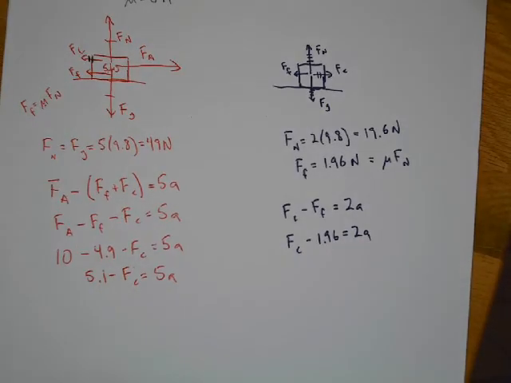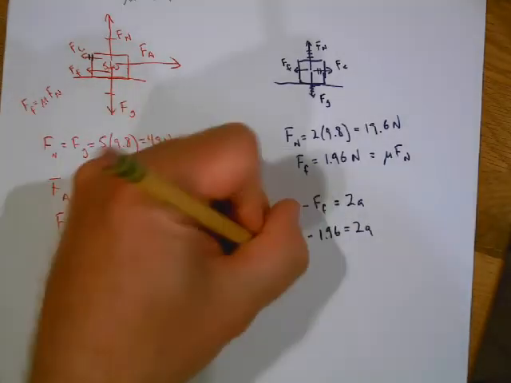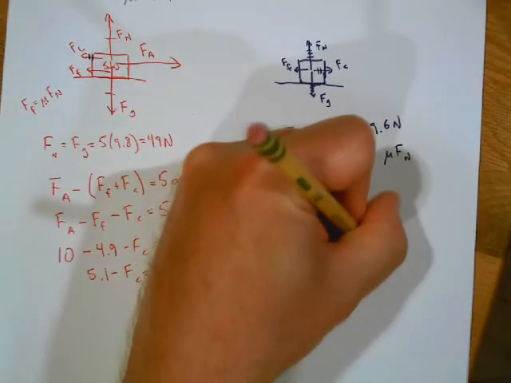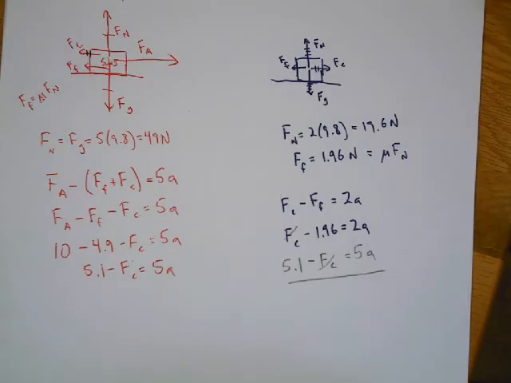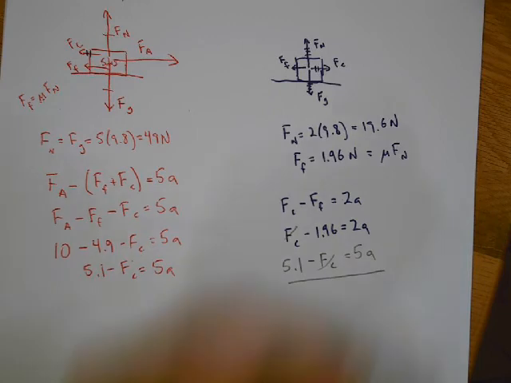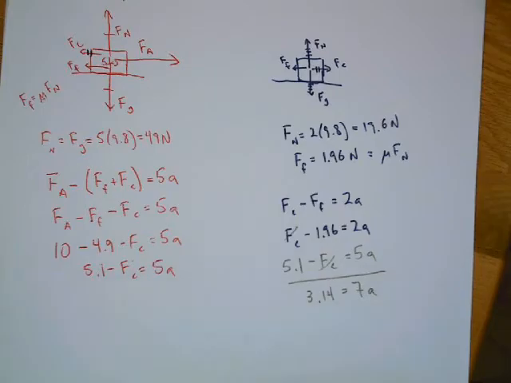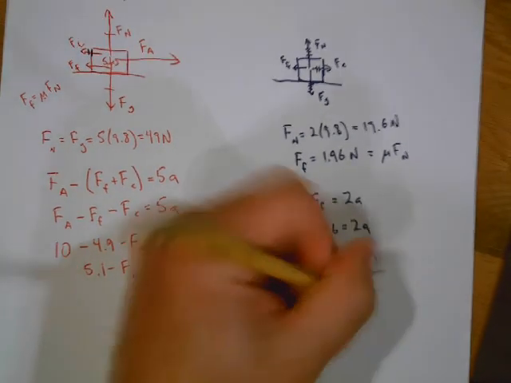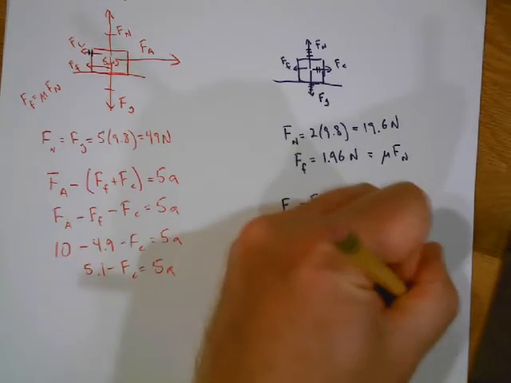And then look, I have 2 equations, 2 unknowns. So let's write them right underneath one another. Again, do you have to solve it this way? No, you can solve it however you want. But I just think this way is nice because, hey, look, Fc just went away. So I got to use my handy-dandy calculator here. So 5.1 minus 1.96, 3.14, hey, that's pi, equals 7 times A divided by 7. So A equals 0.45 meters per second squared.